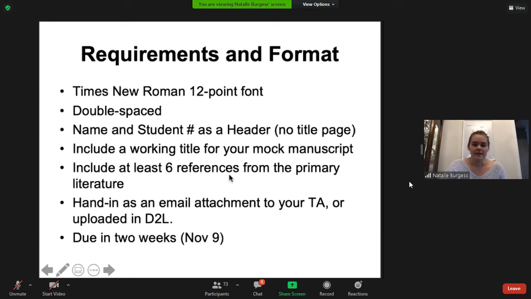You need to have at least 6 references from primary literature. So remember, these are things like journals or books, chapters from books, but they aren't textbooks. Basically, they need to be peer reviewed. Google Scholar is a great place to start.